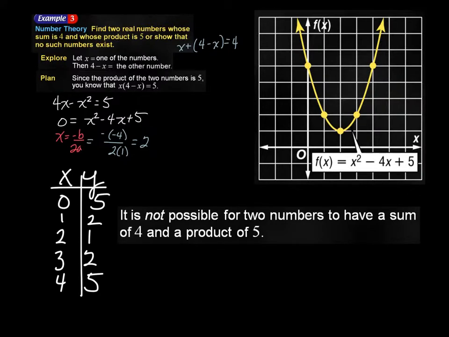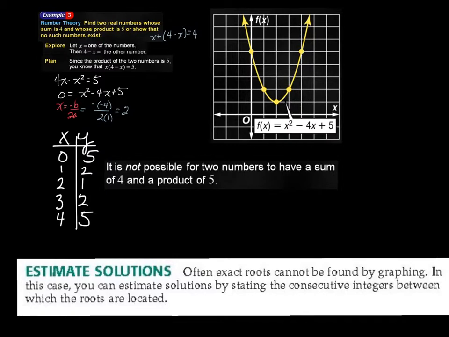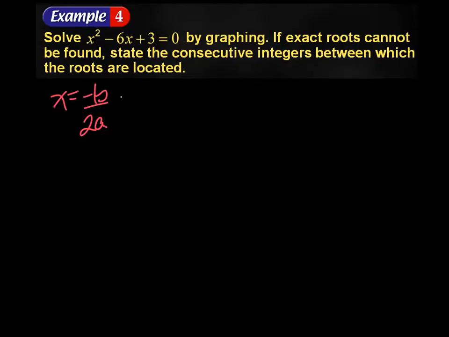So we can see from the graph that our parabola opens away from the x-axis, so it is not possible for two numbers to have a sum of 4 and a product of 5. Often exact roots cannot be found by graphing. In this case, you can estimate solutions by stating the consecutive integers between which the roots are located.